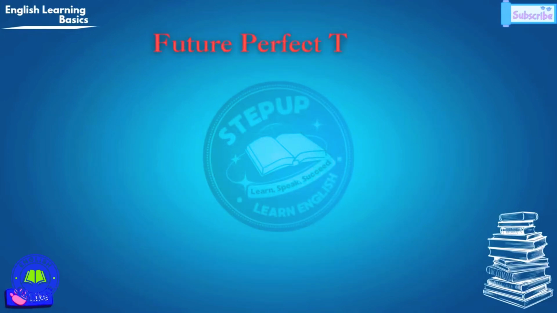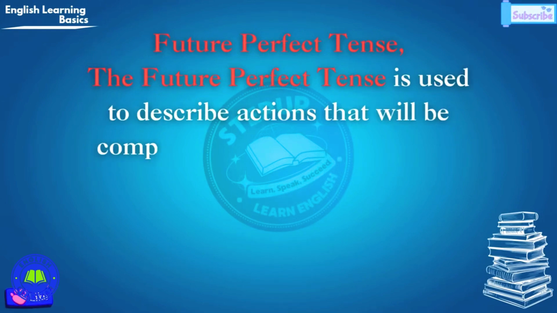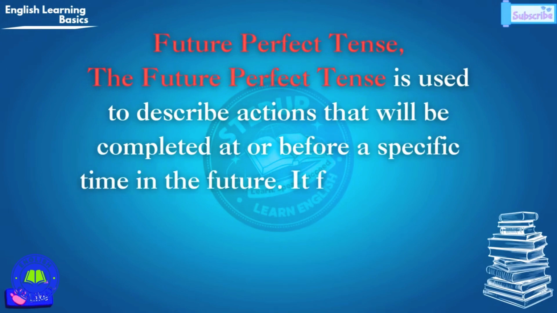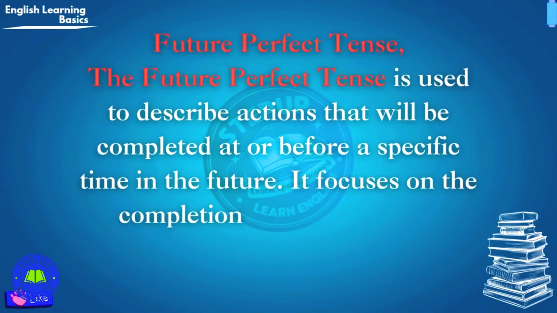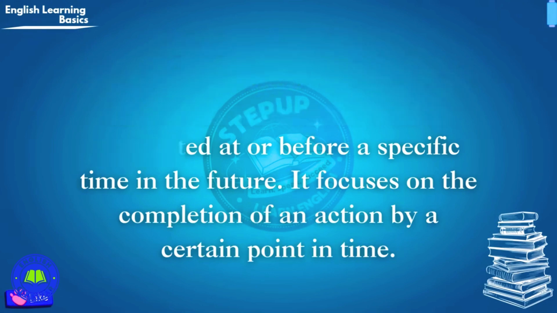Future perfect tense. The future perfect tense is used to describe actions that will be completed at or before a specific time in the future. It focuses on the completion of an action by a certain point in time.